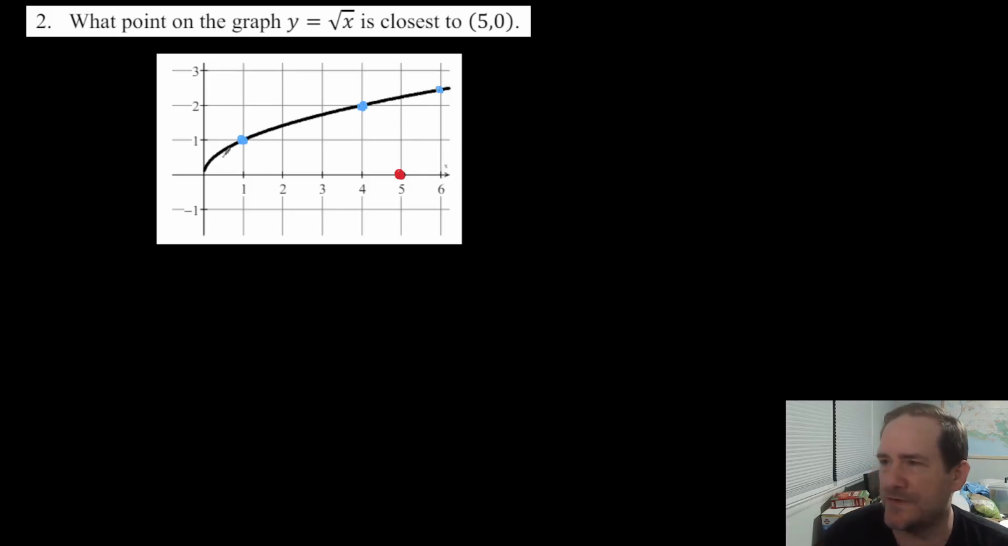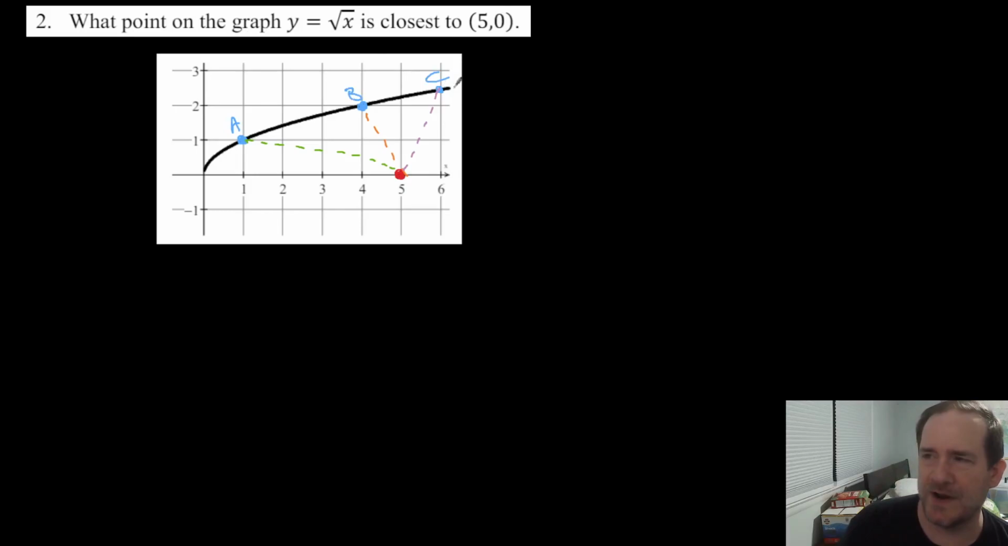But looking at this, you can see that the distance from (1, 1) to this point is pretty long. The distance from (5, 0) to (4, 2), well, that's pretty short. That might actually be the shortest. And then the distance from (5, 0) to this point is actually getting kind of longer again. So if these points were called A, B, and C, then hopefully you can tell that A is obviously pretty darn far away from the red point. B is pretty close though. C is getting further away. So we know that the right answer is probably somewhere around here.